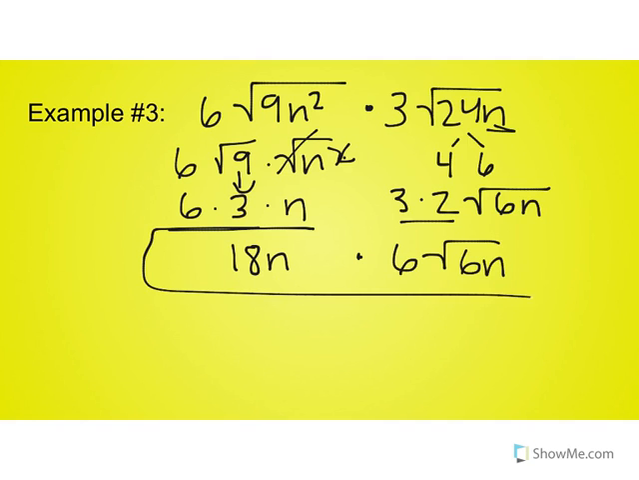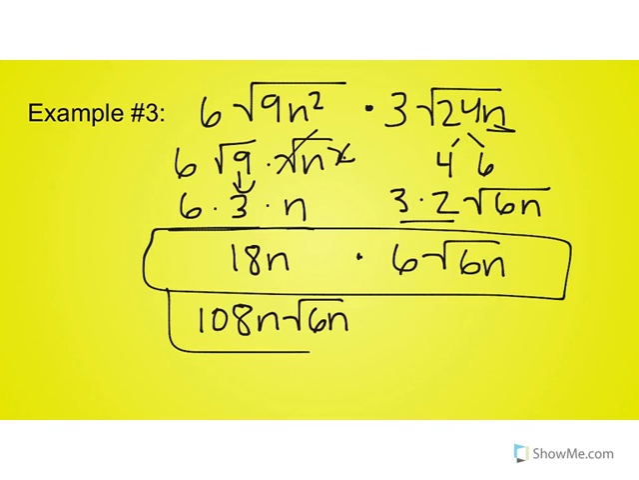So now I am here. This is not my final answer. I now need to multiply my coefficients, which is the 18 times 6. So now we get our 108, and our n is in the front. We've already broken down the radicand, so that's our final answer: 108n square root of 6n. And this value is irrational.